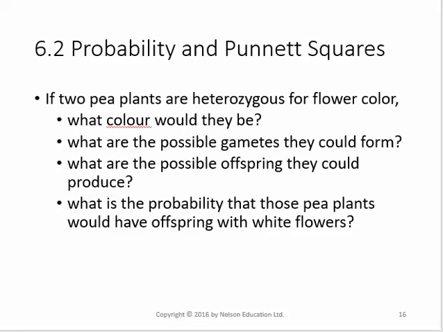So here's some questions. If two pea plants are heterozygous for flower color, what color will they be? They'll be the dominant color, purple. What are the possible gametes they could form? So the gamete is the pollen cell, or this proto-seed cell. These are the haploid cells. The gametes are the sex cells, as it were. You could have a dominant gamete, or you could have a recessive gamete, and you're going to have one of each if they're heterozygous. What are the possible offspring they could produce? Well, if you put the two of them together, you're going to have two dominants, a dominant and a recessive, a recessive and a dominant, and two recessives. Again, there's the Punnett square.